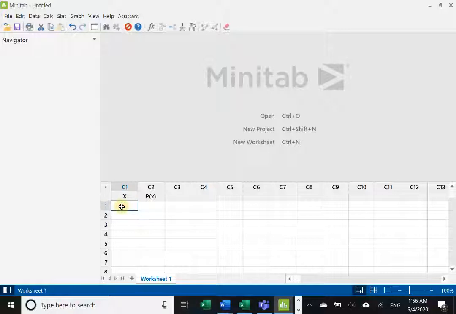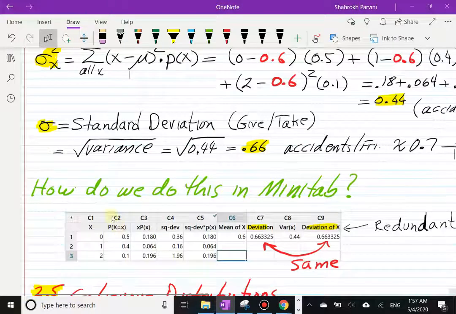Here are the two columns, right? Now I'm going to type the values. Remember, the values of the random variable X were 0, 1, 2, and the probabilities were 0.5, 0.4, and 0.1. Those are the only things I had to input. Everything else was calculated in that display. See, the first two columns are what I input. The rest of these are calculated. So that's what we're going to do next.